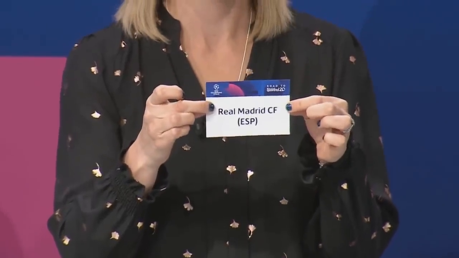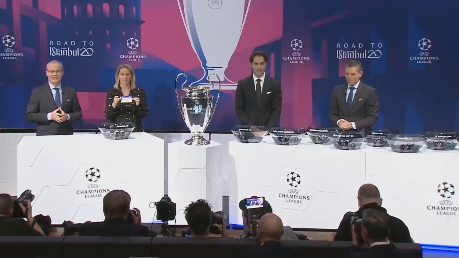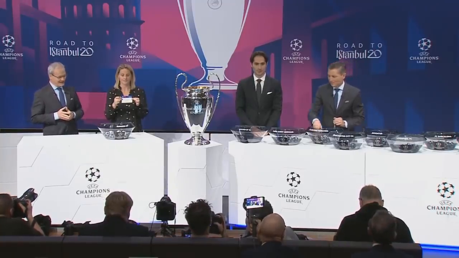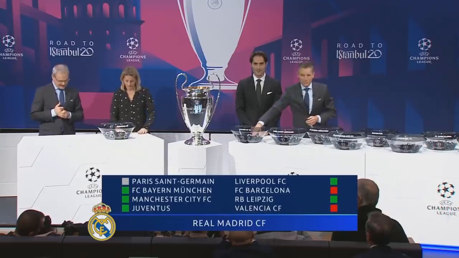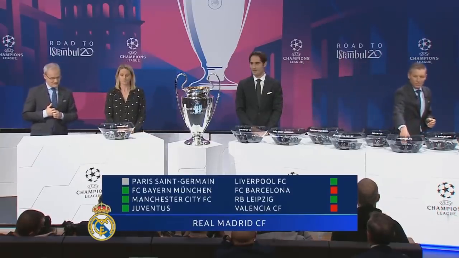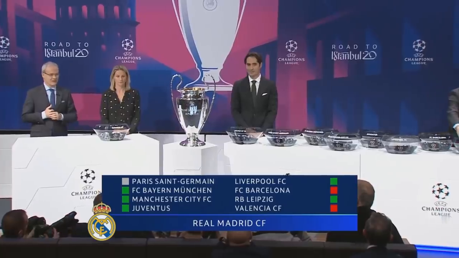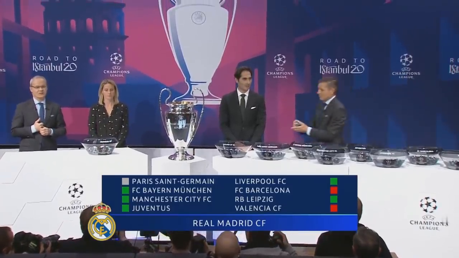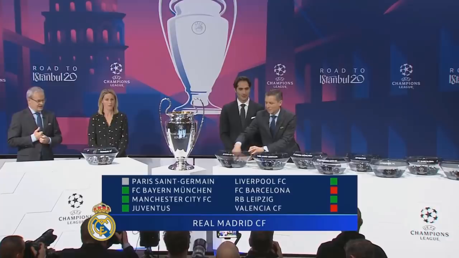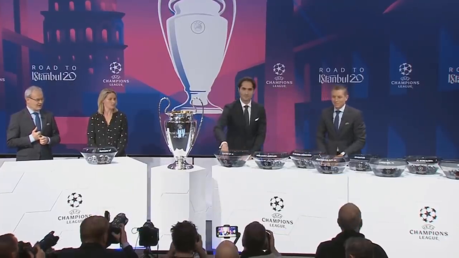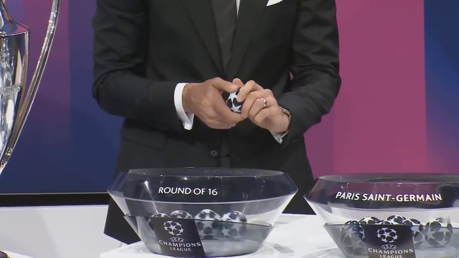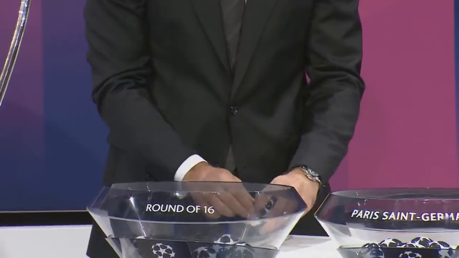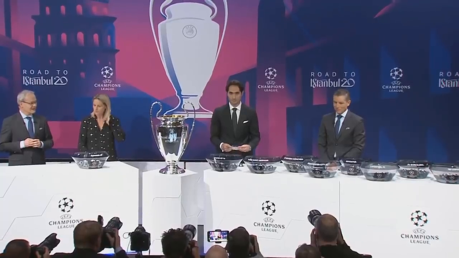Real Madrid. And now we have Real Madrid in our second tie. Real Madrid can be drawn against all the remaining opponents except two, Barcelona and Valencia. These are for Real Madrid, runner-up in their group after Paris Saint-Germain, certainly willing to improve their record of last season, where they were out in the round of 16. And we'll soon know who their opponents are in the round of 16.